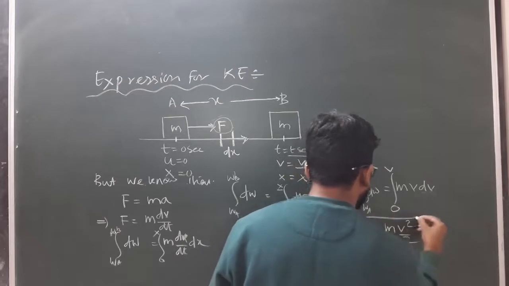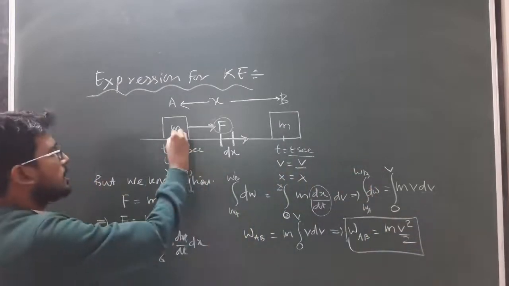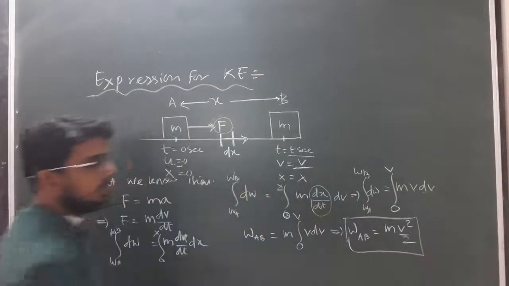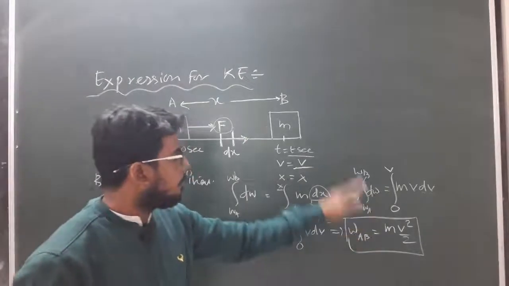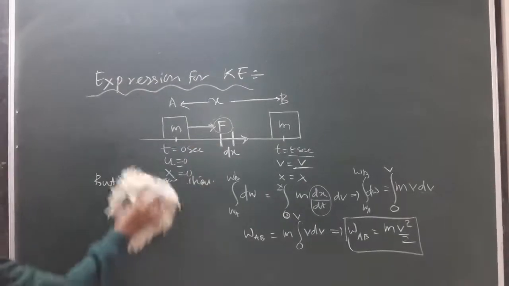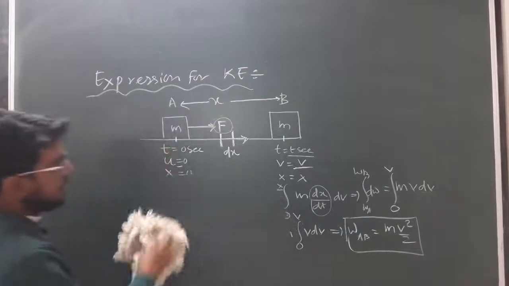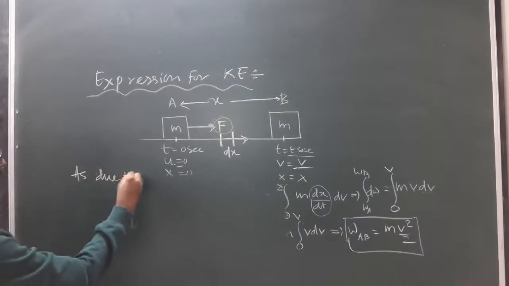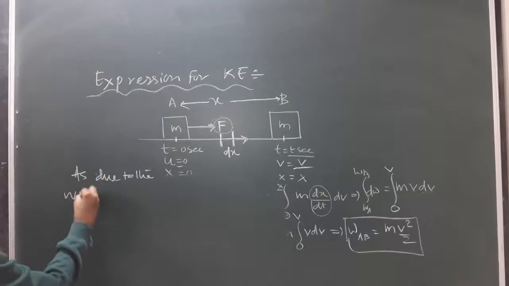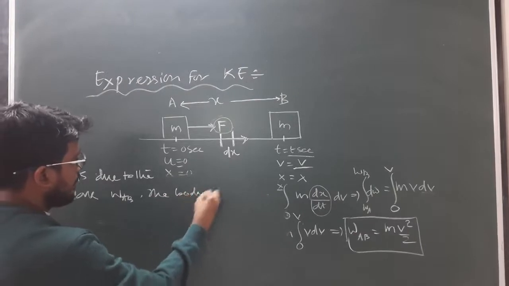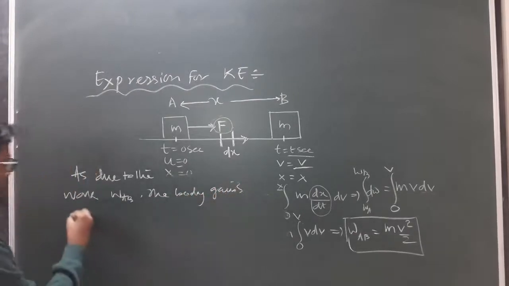So this is the total amount of work done by displacing the block of mass m from point A to point B, where the velocity changes from 0 to v. Due to this work done, the body gains some motion. So this work done is stored within the body as its kinetic energy. Clear? So we can write here: due to the work W_AB, the body gains motion.